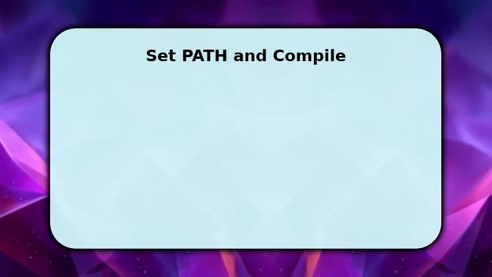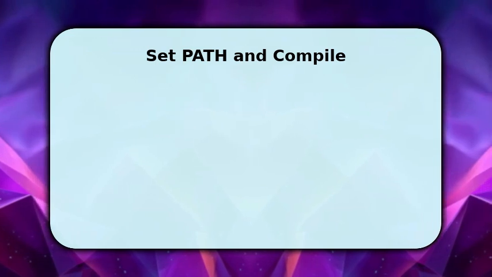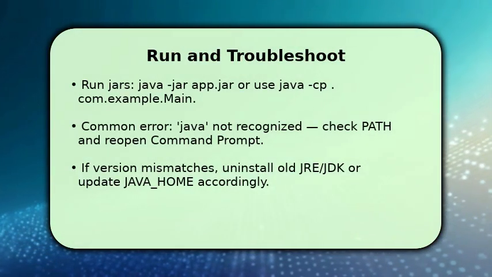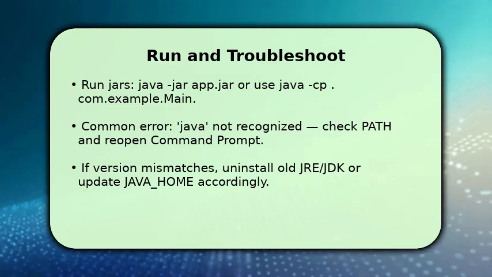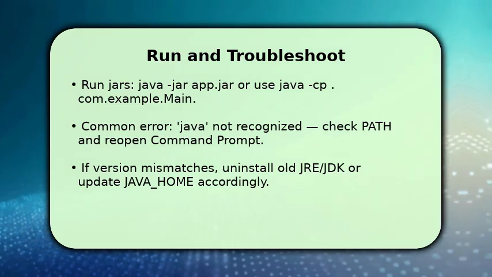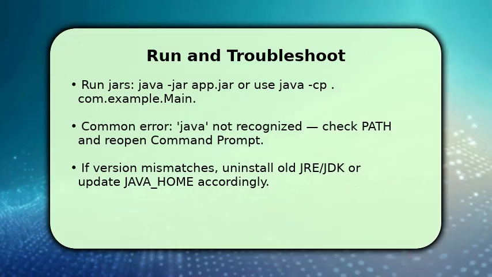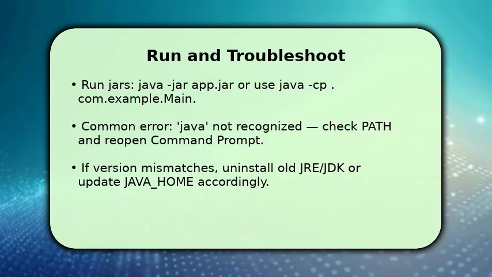Finish by running the program and diagnosing common issues. To run a jar, use java -jar app.jar. To run a class, use java -cp com.example.Main. If you see "java not recognized", that indicates path wasn't set correctly or the prompt needs reopening. Go back and export the bin path, then reopen.